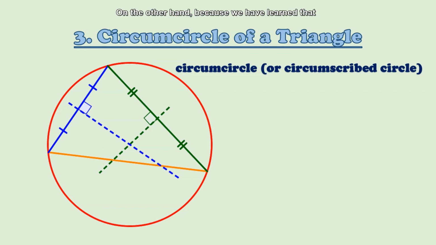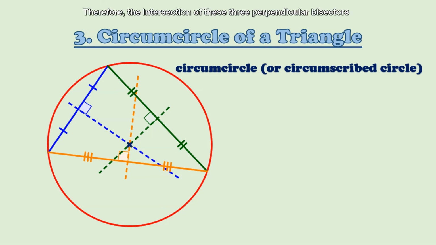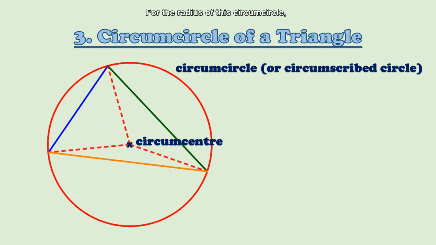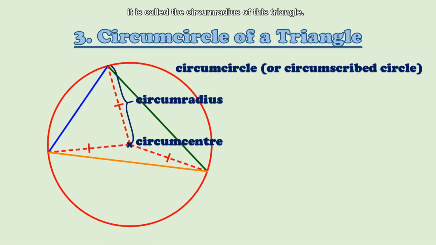On the other hand, because we have learned that the perpendicular bisector of a chord always passes through the center, if we draw a perpendicular bisector of the orange side, it should therefore pass through the center of this circle. As a result, all of these three perpendicular bisectors should pass through the same point, and that is the center of this circle. Therefore, the intersection of these three perpendicular bisectors is called the circumcenter of this triangle. The radius of this circumcircle is called the circumradius of this triangle.